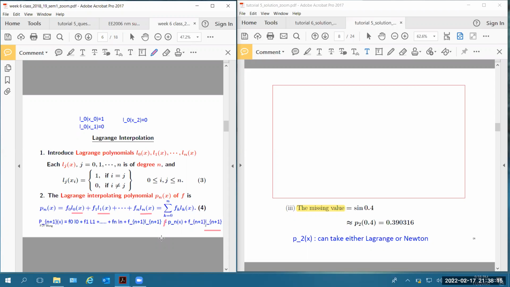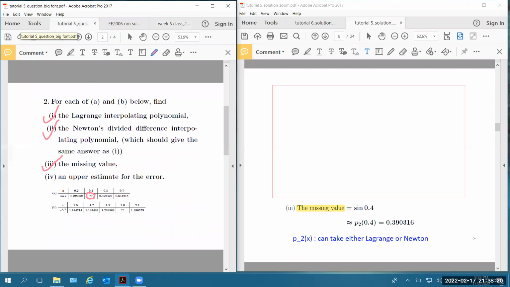Right. So this one done, let me go to the last part of the question. The last part of the question is to get this upper estimate for the error. Now, what's the meaning? Upper estimate for the error. Just now we found this missing value, right? So actually, it's an approximate value. It's not exact. This 0.39 something is just approximate. Because it's approximate, there's an error. So you want to get an upper estimate of the error. Let's see how we do that.